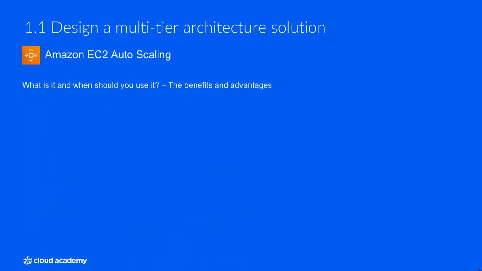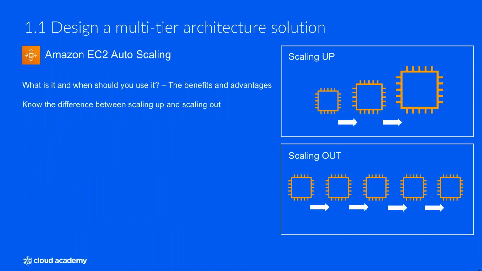Okay, so let's look at auto-scaling. So what is it, and what are the kind of benefits and advantages? Well, auto-scaling basically allows you to increase or decrease your resources to meet the demands of your applications, which are based on different metrics and thresholds. It helps you to optimize the cost of your EC2 fleet because you only pay for resources when they're running. So you don't want to be running lots of compute resources if the demand isn't there. So auto-scaling can help you scale those back.